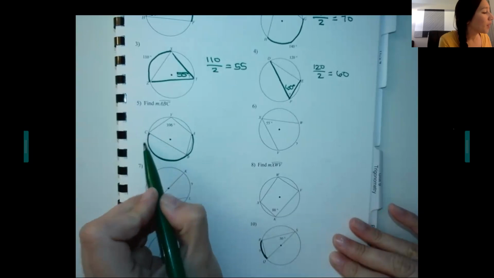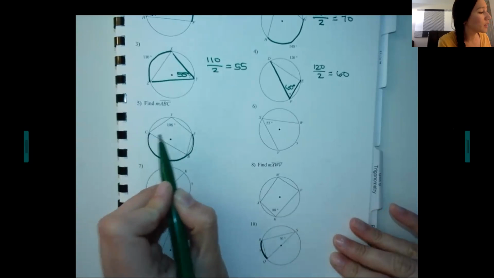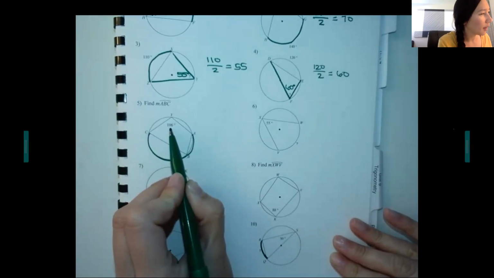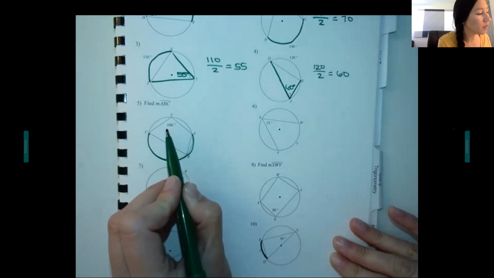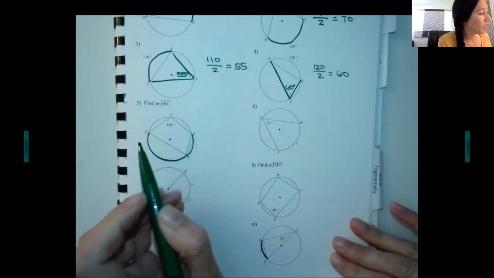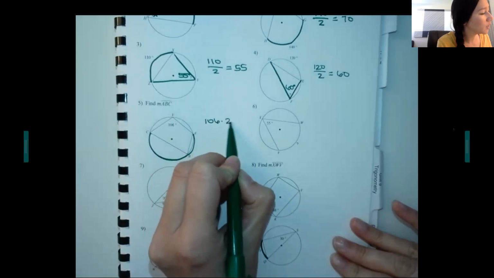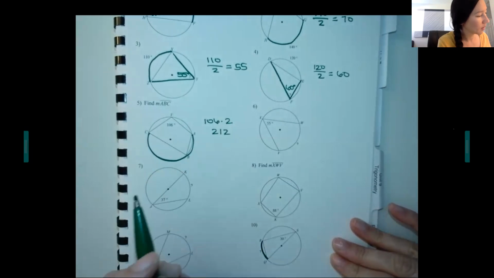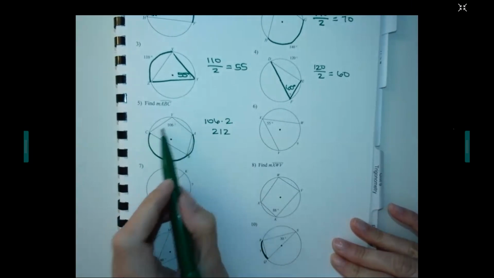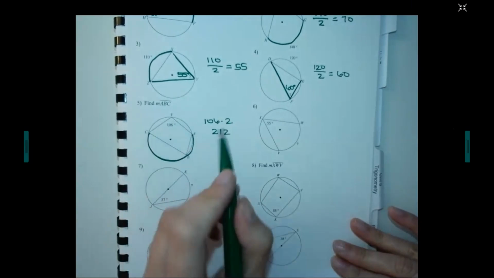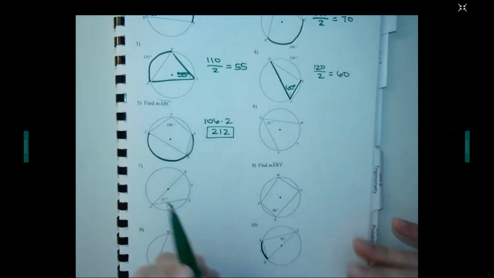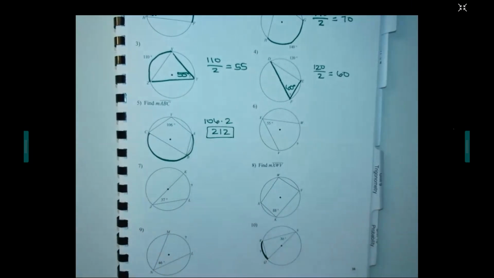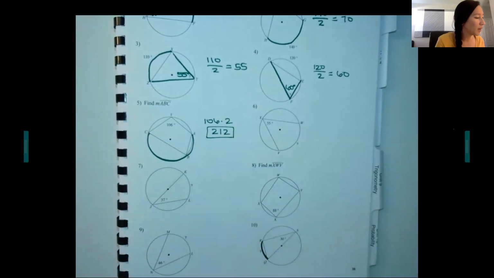So the arc is just 2 times the angle. I think you might have multiplied by 4, but you just need to multiply by 2. So it would just be 106 times 2, which would be 212. Oh, so it's just double the angle. Oh, okay. Thanks, Elijah.